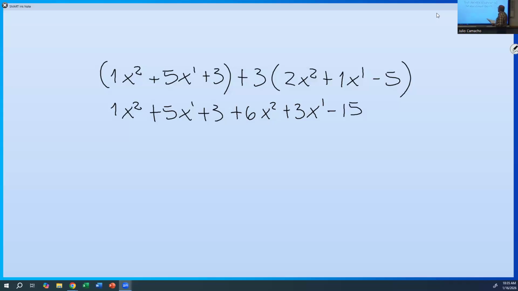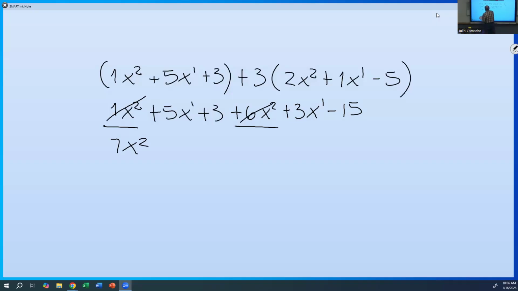So we have distributed everything already. We took everything out of the parentheses. Now again, like terms. So you have 1x squared and you have 6x squared. 1 plus 6 is 7. 7x squared, so you are done with these two.